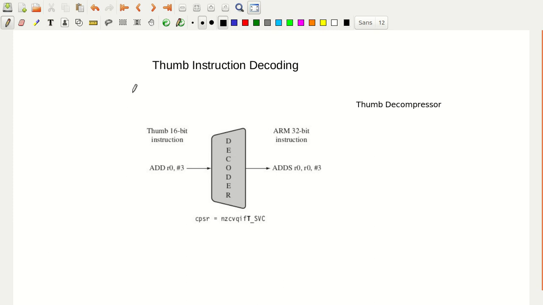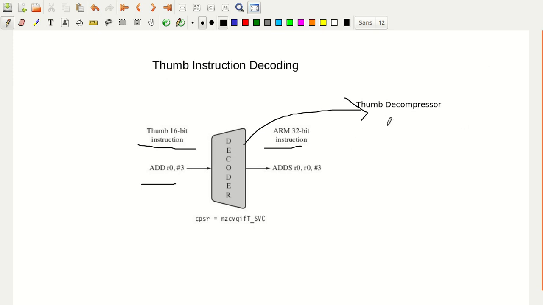In this video, we shall discuss how a Thumb instruction is translated into an equivalent ARM instruction. Any Thumb instruction that you have gets translated to the equivalent ARM instruction, and that is done by the decoder, which is a part of the Thumb decompressor organization, where the 16-bit Thumb instruction is converted into an ARM 32-bit instruction.